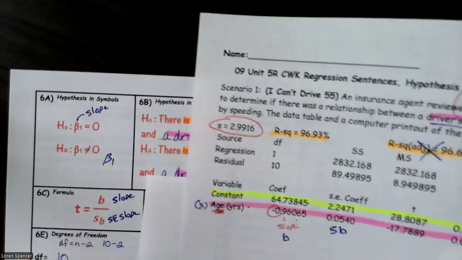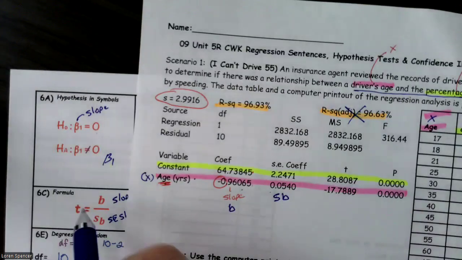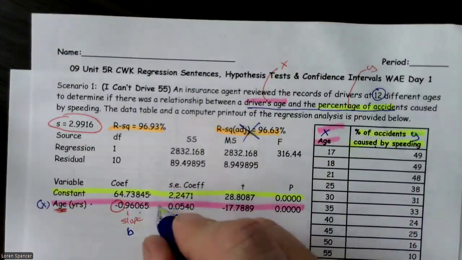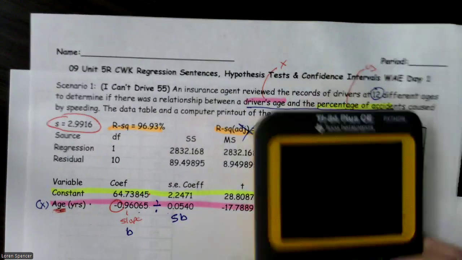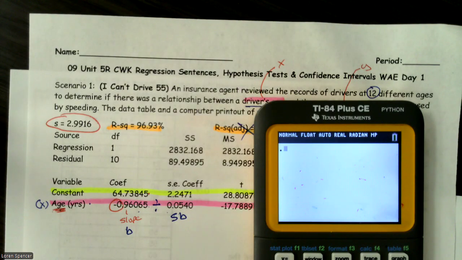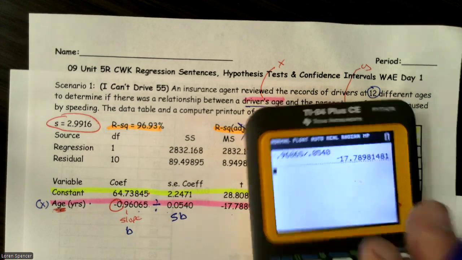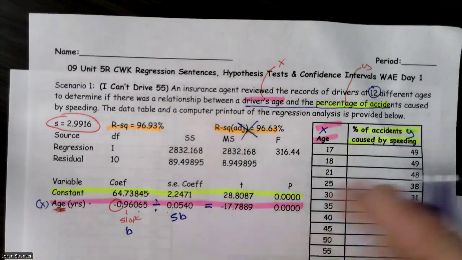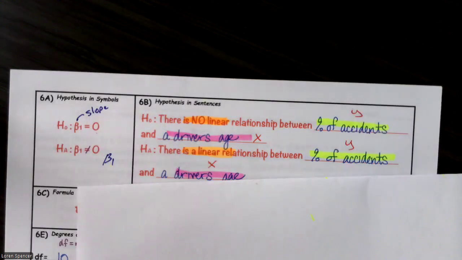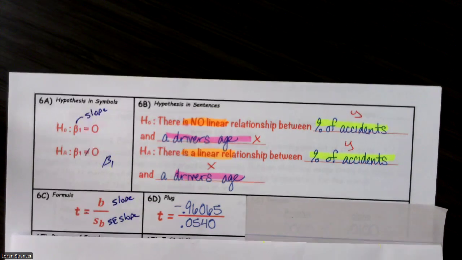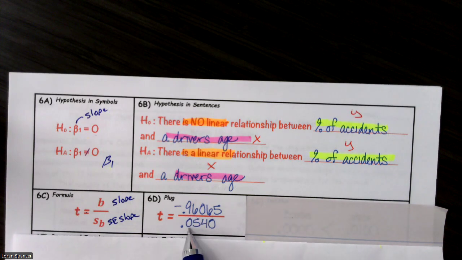And you said, wait a second, that's B divided by SB, and it's supposed to equal T? Well, let's check that out. Negative 0.96065 divided by 0.0540. And sure enough, we get our T statistic. That made the next part very easy because it's going to ask us to plug in. So we plug in and we get negative 0.96065 over 0.0540.